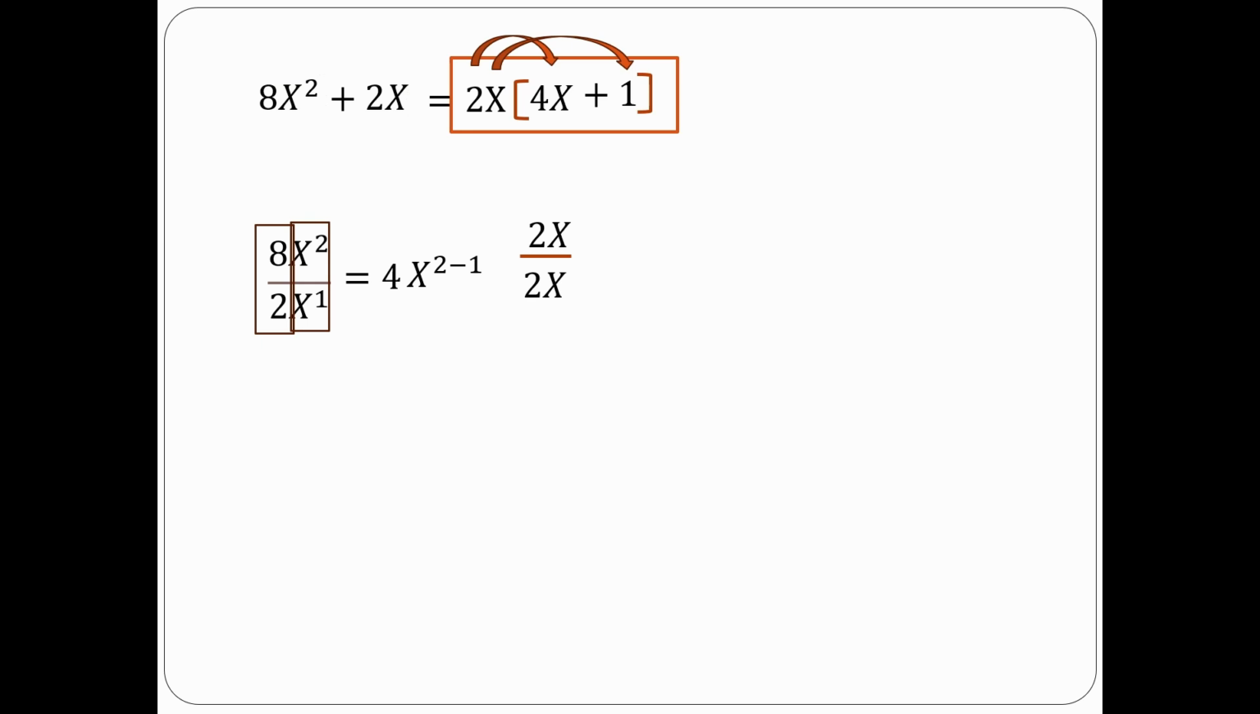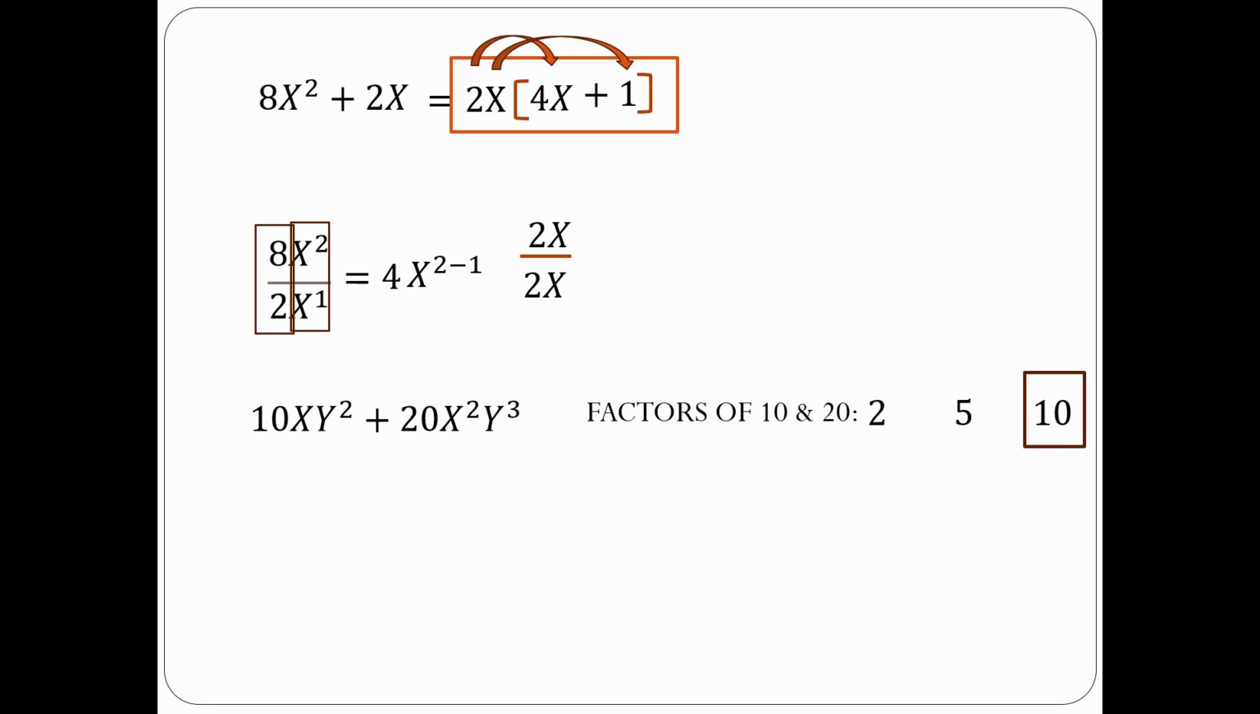Now let's try another example. Let's say we have 10xy squared plus 20x squared y cubed. So what is the greatest common factor of 10 and 20? The factors of 10 and 20 are 2, 5, and 10, which means that 10 and 20 are divisible by 2, 5, and 10. But 10 is the highest of those numbers, and that is our GCF.